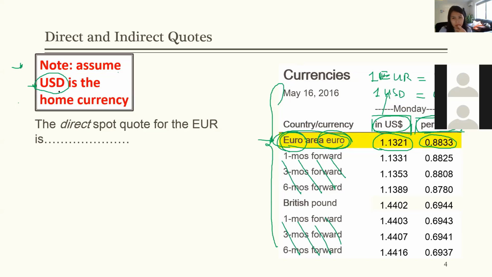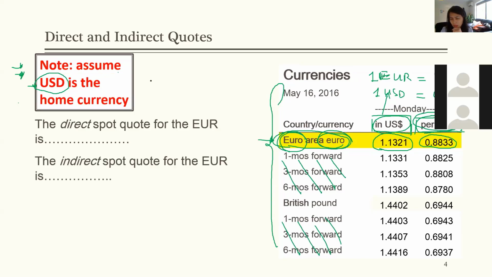I'm really sorry, Professor. That's all right. Could you just explain the per US dollar again? This one here? Yes, the per US dollar part, the one you just explained, 1 USD equals 0.8833 euros. Okay, sure.